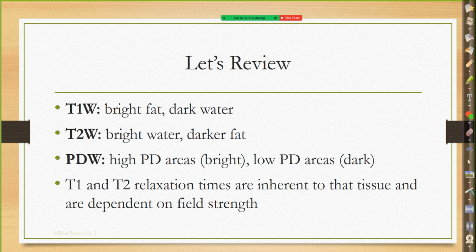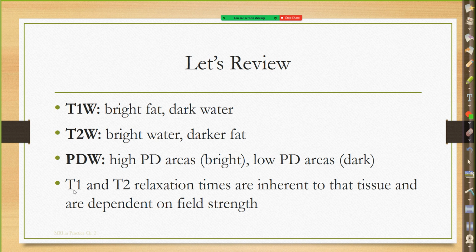And most T2 weighted images are fast spin echoes. And then proton density: areas of high proton density are going to be bright. Areas of low proton density are going to be dark.